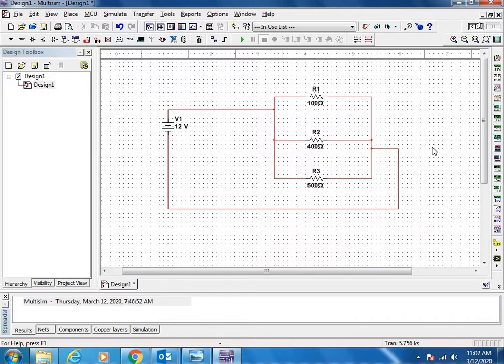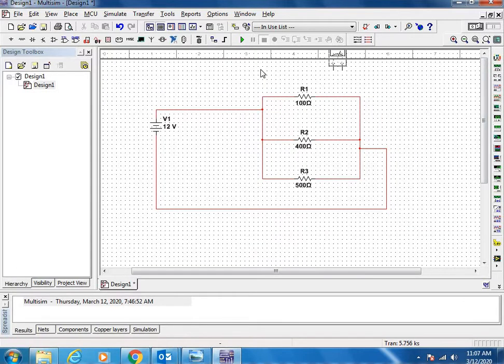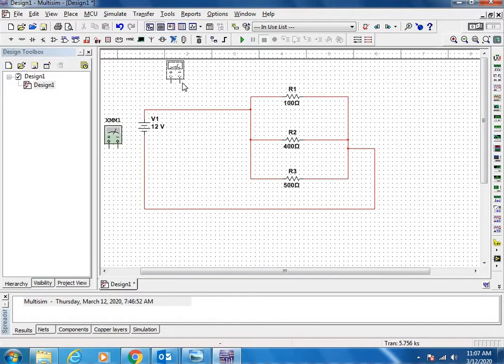Now to measure the input voltage and the voltage and current in each branch, we need multimeters. Select multimeter 1 and 2. The first multimeter will give you the input voltage, and the second multimeter I want to use as an ammeter to measure the total current in the circuit.